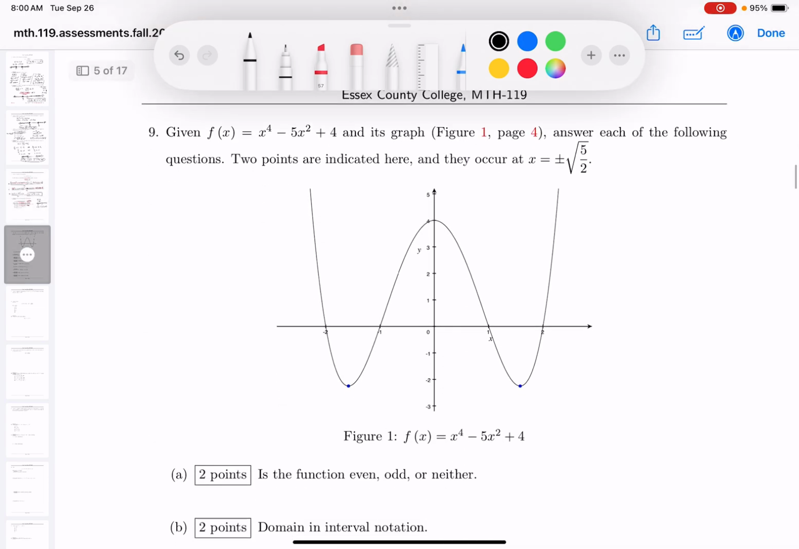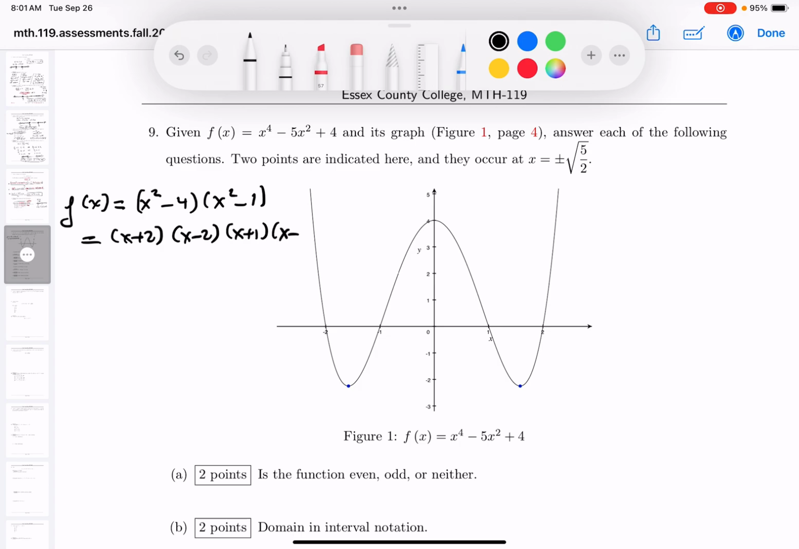Number 9, I see the picture, and I see the function. And let's write this down for you. I'll write f of x for you. I'll get to the questions in a moment. I'd factor it. What do you get over there? Well, it looks like x squared minus 4 times x squared minus 1. And you can continue to factor that, by the way. That's x plus 2, x minus 2, x plus 1, x minus 1. All right? So let's see if we can get the questions going.